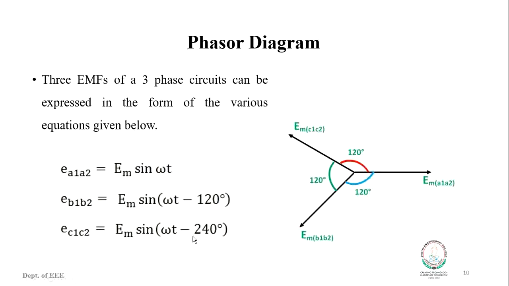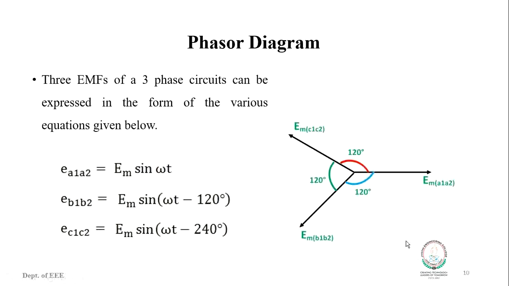Whereas the voltage induced in coil C will be Em sin(omega t minus 240). So if we draw the phasor diagram, first we will draw the voltage induced in coil A. It will be like this. Then next we have to draw the voltage induced in coil B, which is 120 degree lagging. The phasor is rotating in anti-clockwise direction. So this represents the coil B, and again we have to take 120 degree lagging, then we will get the voltage induced in coil C. So this will be the phasor diagram of 3-phase voltages.